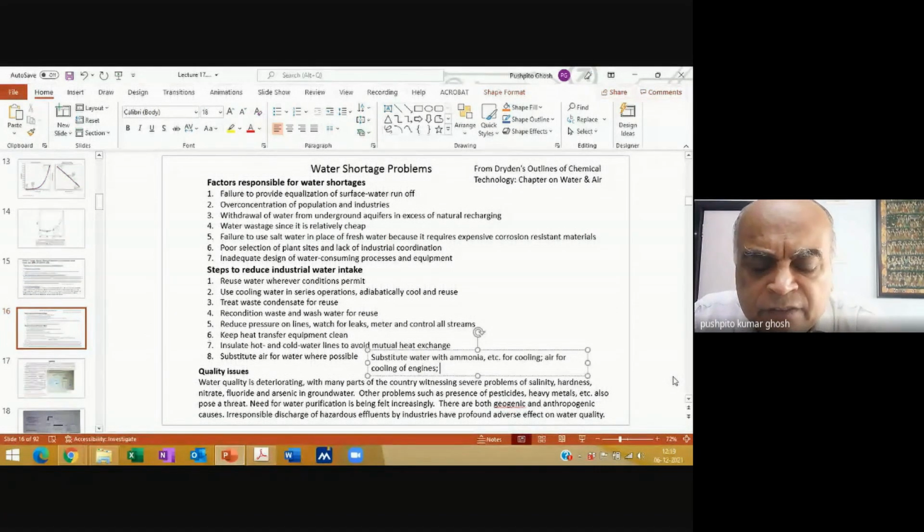Those are all the ways in which you can do clever things and try to reduce water consumption. Draw inspiration from the aeroplane toilet.